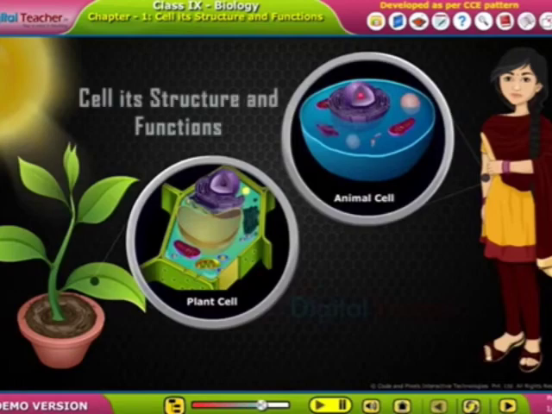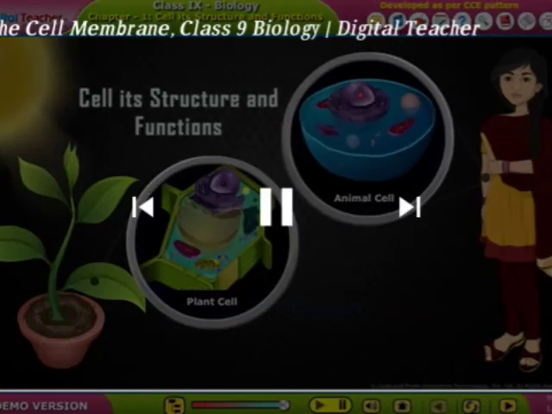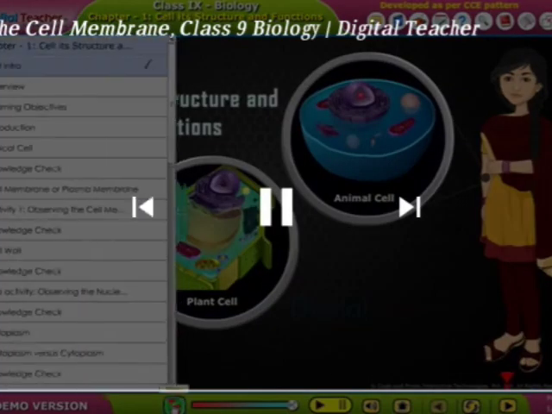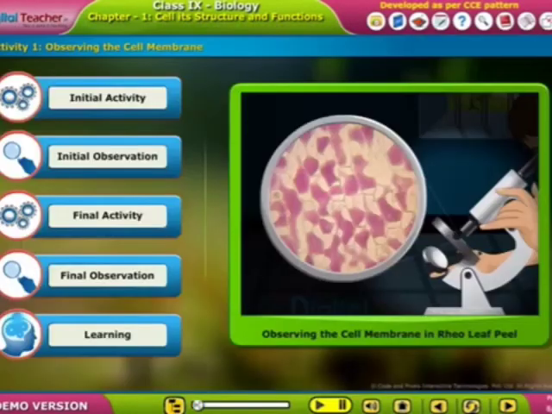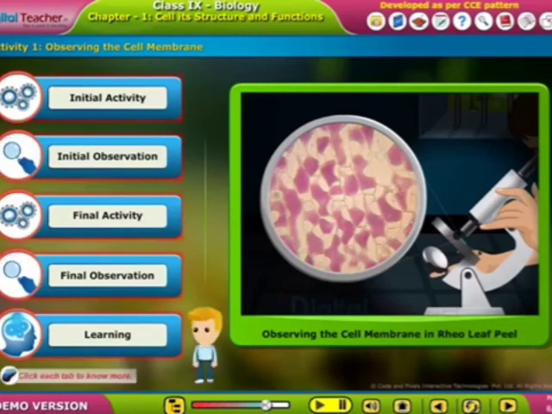Welcome to the chapter Cell, Its Structure and Functions. Here, let us perform an activity to observe the cell membrane in real life. Click each tab to know more.